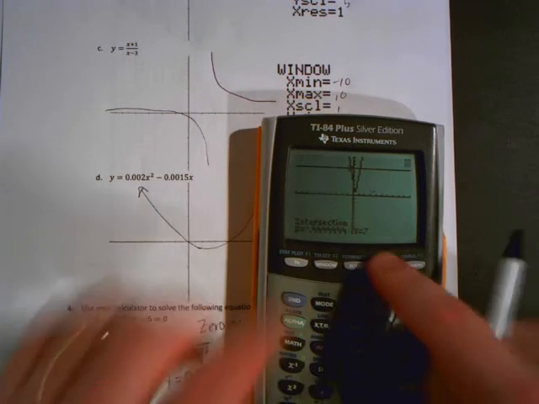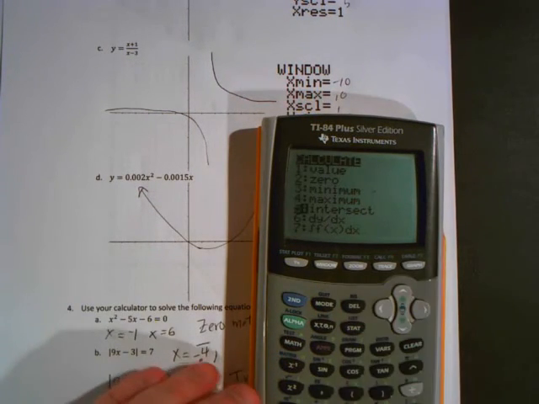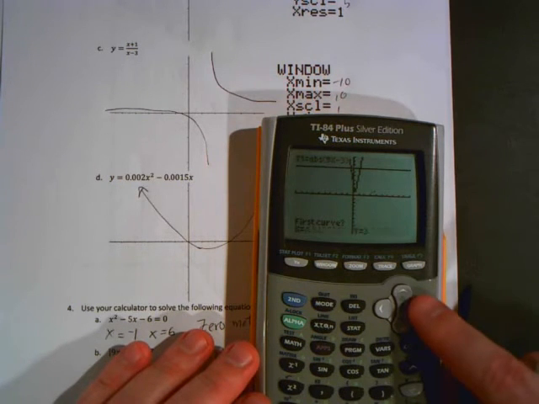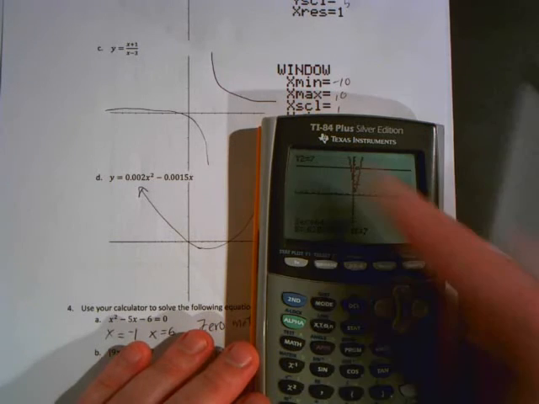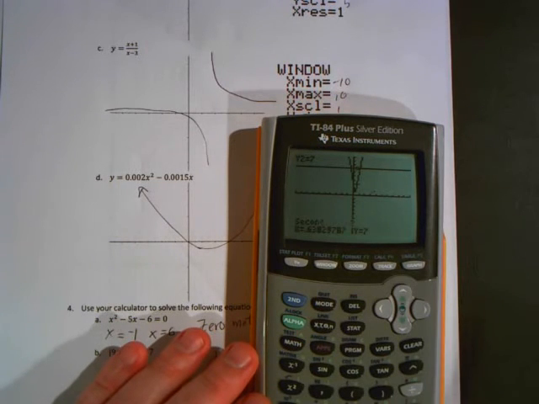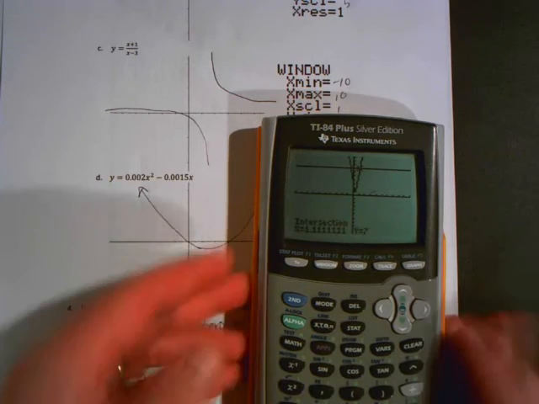Repeat. Second, calculate. Intersect method. It asks me, am I on the first equation? Yep, I'm on the absolute value one. Hit enter. Did it jump to the second one? Yep, hit enter. A guess. Hit enter. 1.1 repeating.